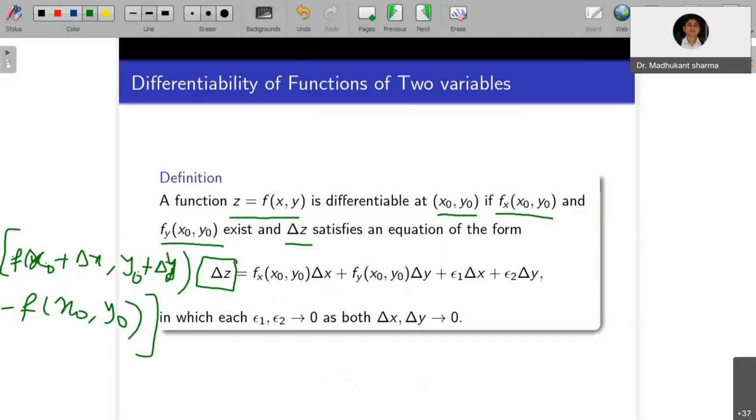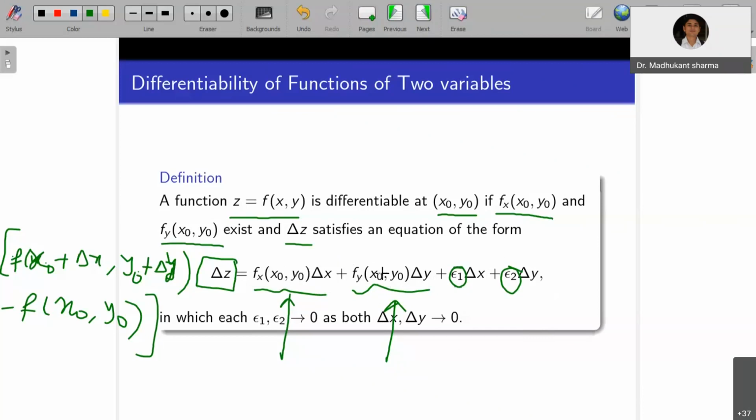This term will come due to the direction of x. This term will come due to the fact that you are going in the direction of delta y; you are differentiating with respect to y and multiplying by delta y. And then the sum of the terms epsilon 1 delta x and epsilon 2 delta y, which are such that both tend to 0 whenever delta x and delta y tend to 0. This will also help you to write down Taylor's theorem for functions of two variables and three variables and so on. You can also extend this definition to three variables. So you have incorporated the partial derivative in both directions.